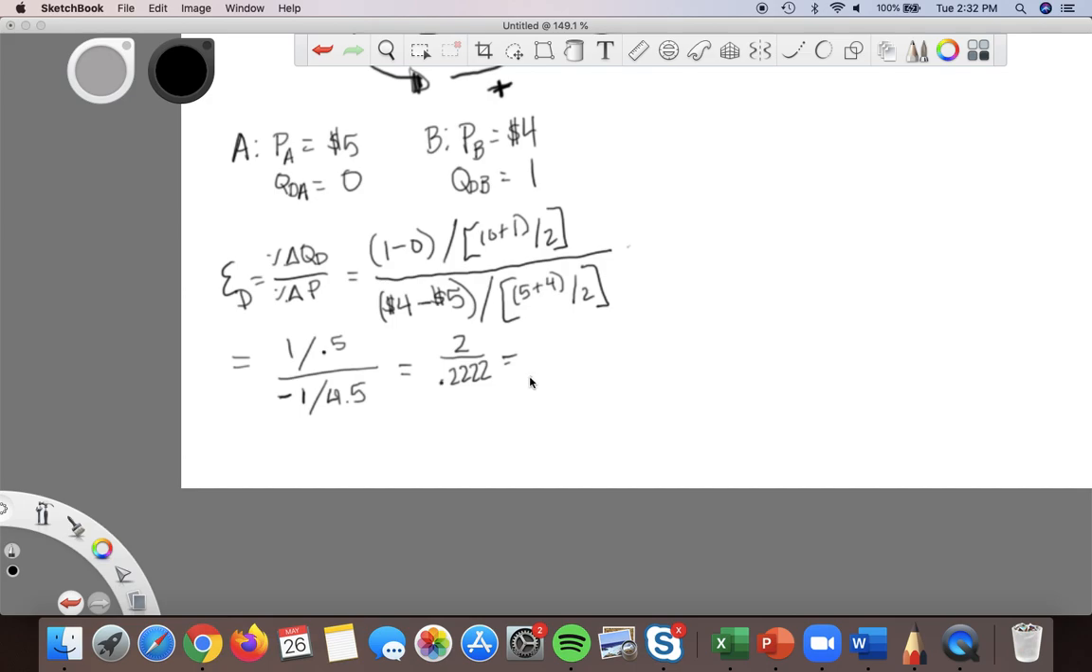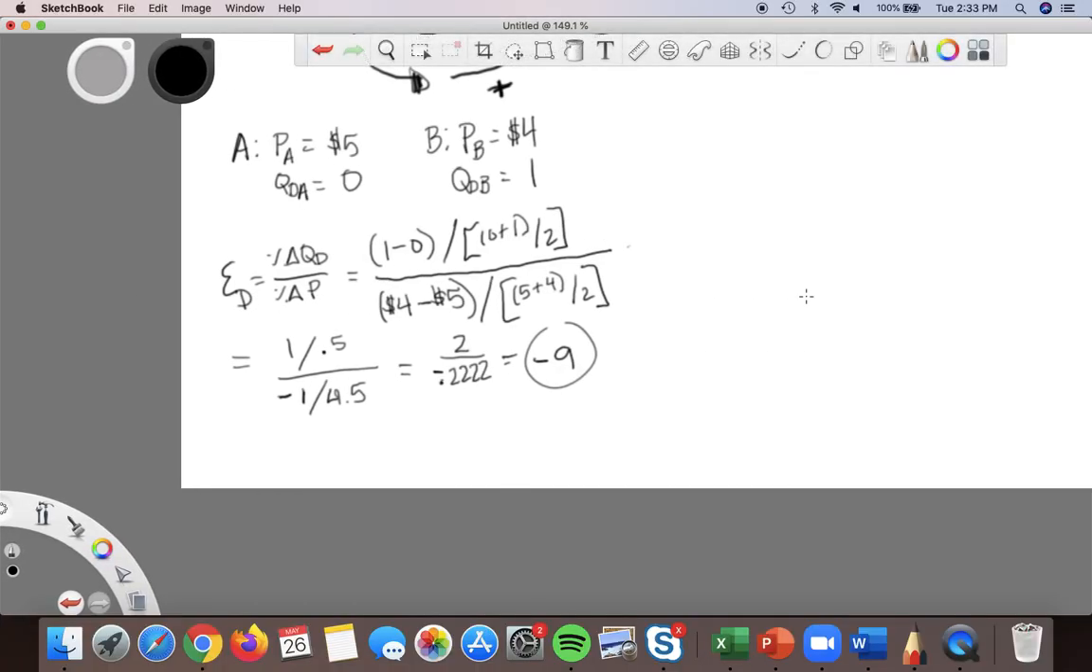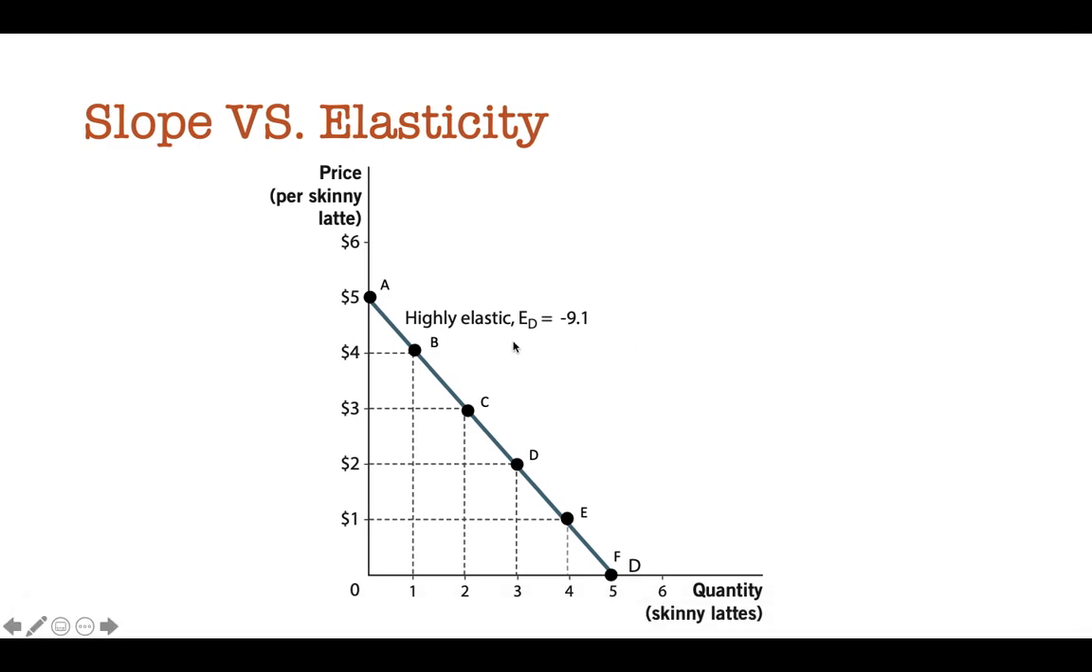So if you divide 2 by those 4 decimal points, I get a negative 9. This guy here is negative. So this is very, very elastic demand. So here, negative 9.1.